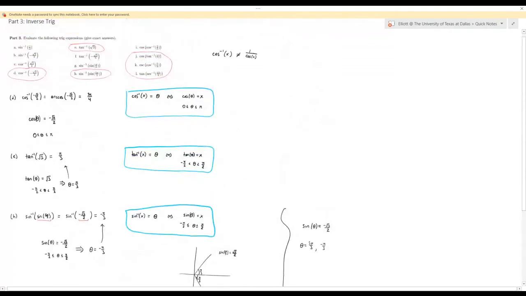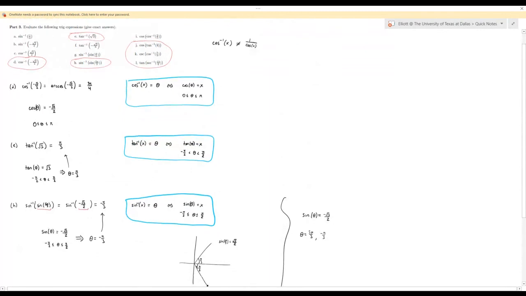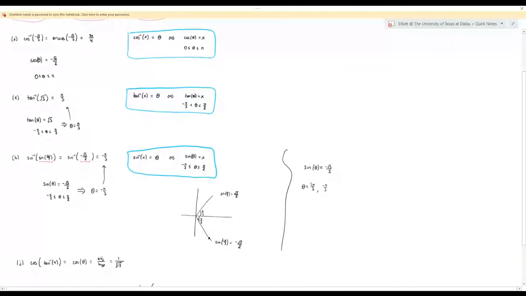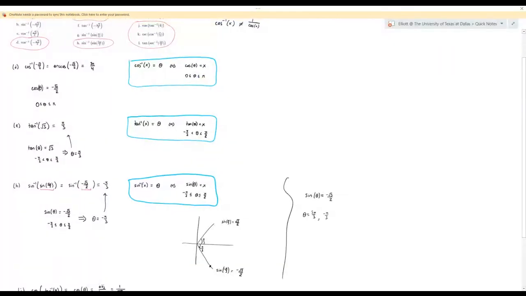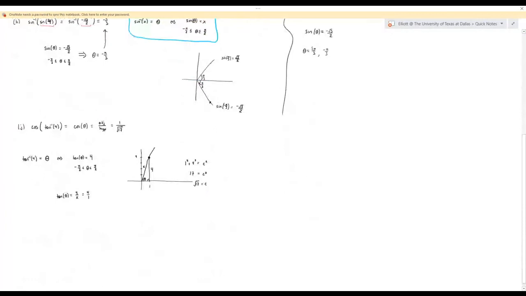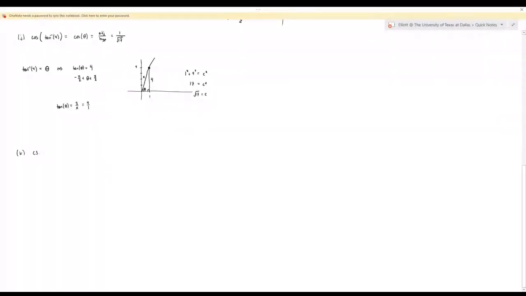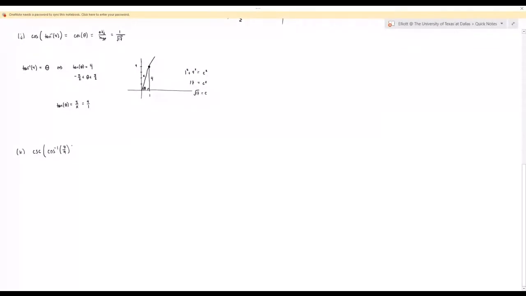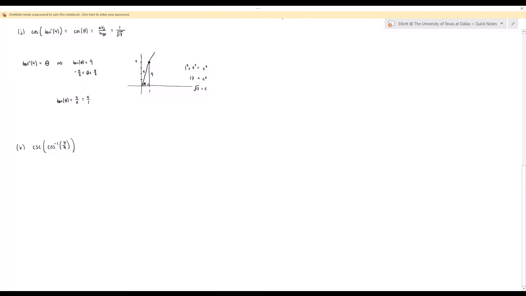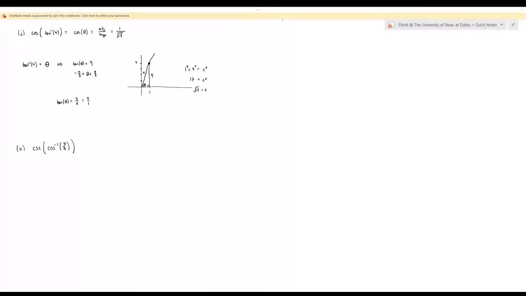The last two problems are similar to J as well, so let's take a look at how they will work. We have cosecant and then cosine inverse, or the arccosine, of 7/9. For this one, we'll have to draw a similar picture.